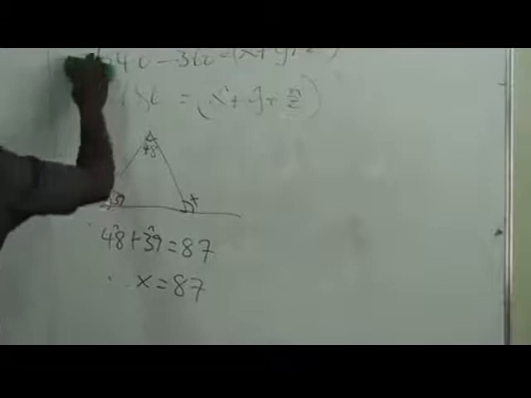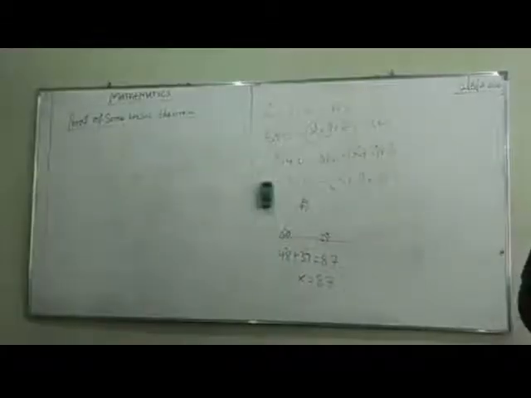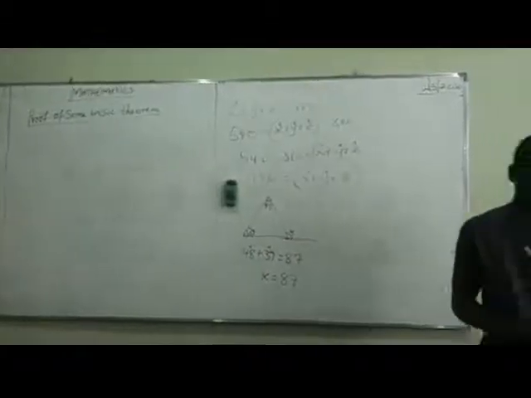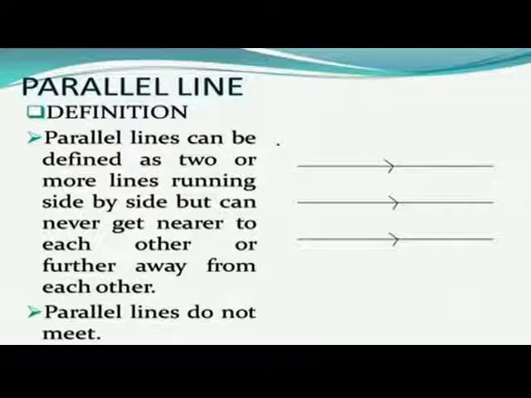Now let us move to parallel lines. What is a parallel line? Parallel lines can be defined as two or more lines running side by side, but can never get nearer to each other or go further from each other.